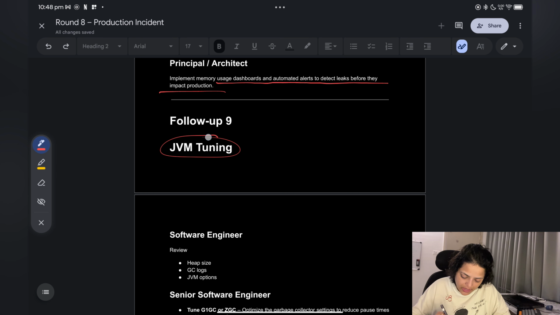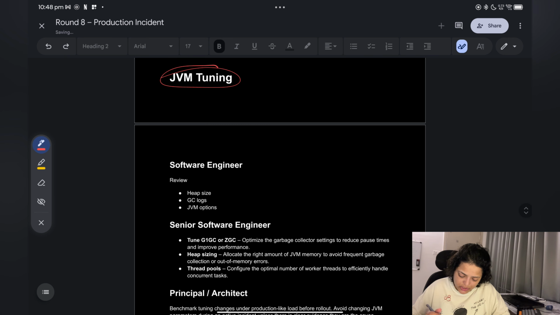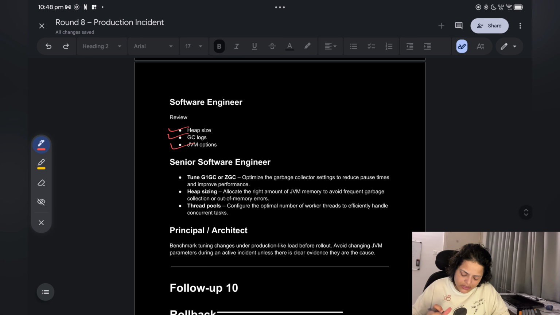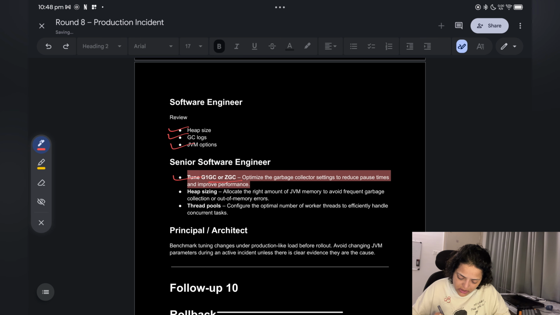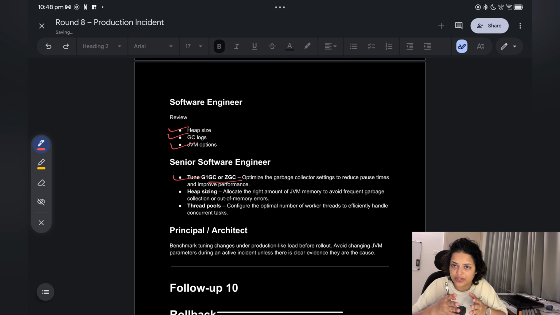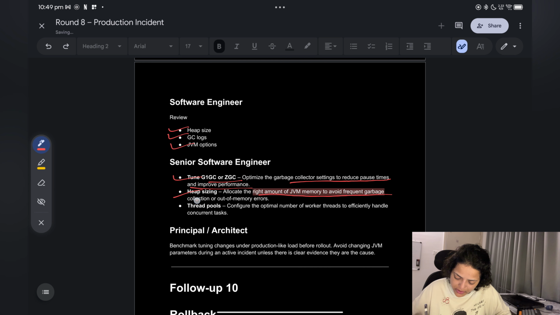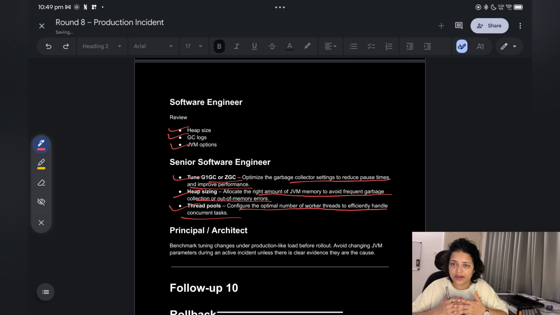Now follow-up question 9 is related to JVM tuning. The software engineer will review heap size, garbage collection logs, and JVM options. For JVM tuning, the senior software engineer will tune G1 GC or ZGC. These are garbage collection algorithms. Optimize the garbage collector settings to reduce pause times and improve performance, because garbage collection also makes the system take more CPU. Then heap sizing: allocate the right amount of JVM memory to avoid frequent garbage collections or out of memory errors. And then thread pools: configure the optimal number of worker threads to efficiently handle concurrent tasks.